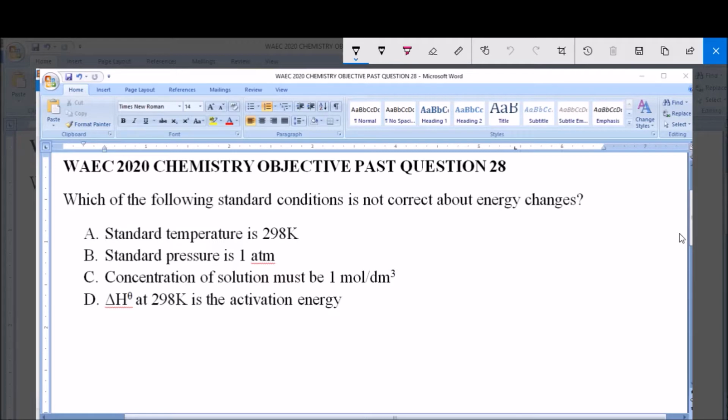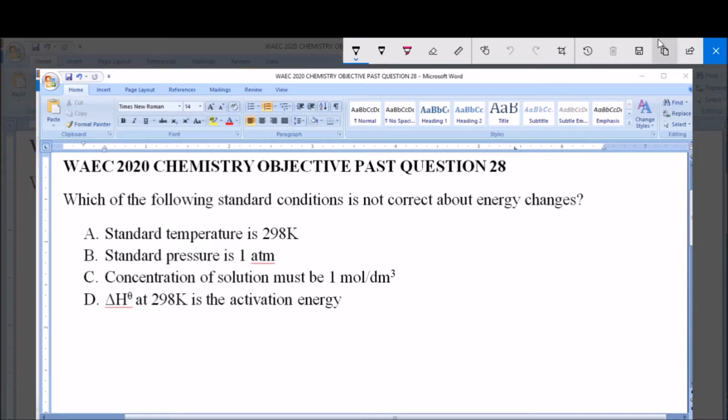A. Standard temperature is 298 Kelvin. B. Standard pressure is 1 atmosphere. C. Concentration of solution must be 1 mole per dm cube. D. Change in heat, that is enthalpy change at 298 Kelvin, is the activation energy.